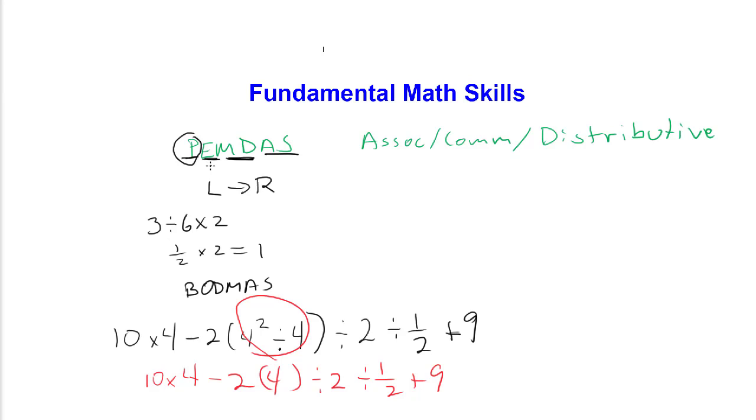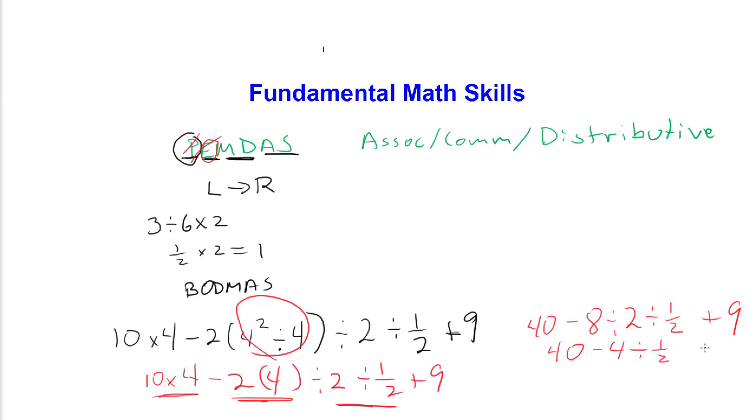Okay, what next? Do I have any exponents? No, I took care of those already, so I don't have to worry about that. How about multiplication, division? I'm going to work left to right on my multiplication divisions first. That's here, that's here, that's here. Okay, so let's put those together on the right a little bit. 10 times 4 is 40, minus 2 times 4 is 8, divided by 2. I'm going to write these step by step because I've got a 3-part series here of division. Okay, and I want to be careful. So that's 40 minus 8 divided by 2 is 40 minus 4 divided by 1/2 plus 9.